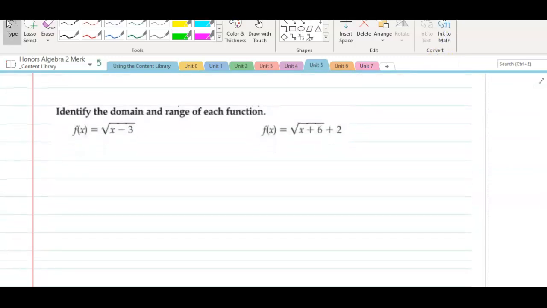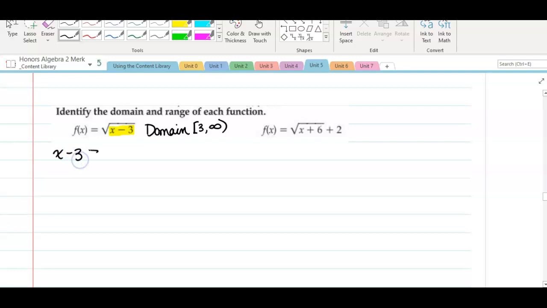All right, let's find the domain and range for the next one. Again, if you do this graphically, you could probably just look at the graph and see that it's going to end up shifting 3 units to the right. So we suspect that our domain would be from 3 to infinity. But let's do it algebraically.